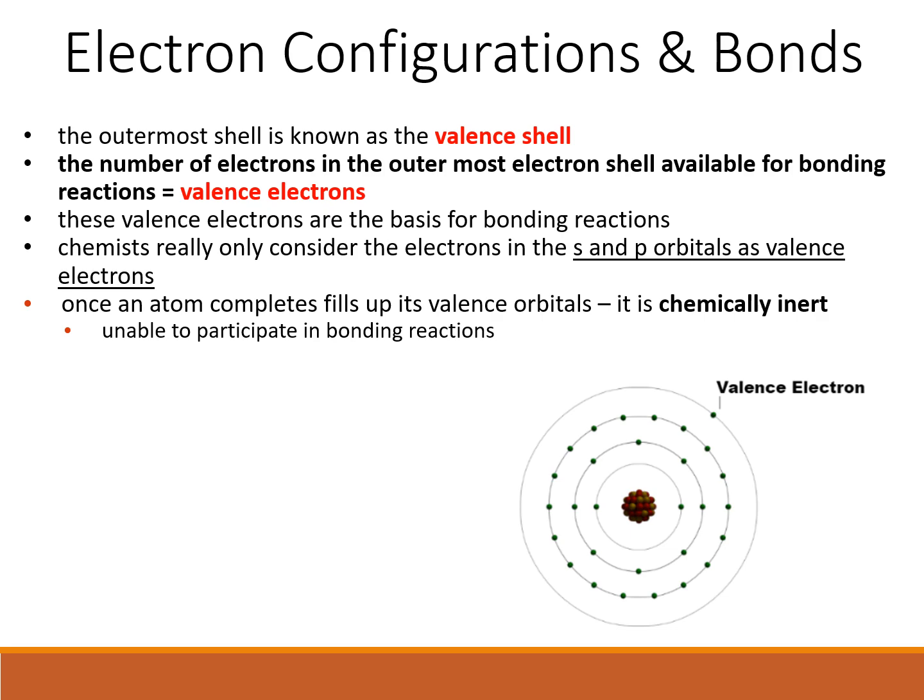The goal of every atom is to completely fill up all of its valence orbitals so that it becomes chemically inert. And once it does that, it is unable to participate in bonding reactions. But the only elements on the periodic table that can fill their valence orbitals without forming bonds are found in column 8. Those are the noble gases, right? Neon, argon, that kind of stuff. Everything else is going to have an incomplete valence shell, and they're going to have to either steal electrons or share electrons in order to complete their valence orbitals.